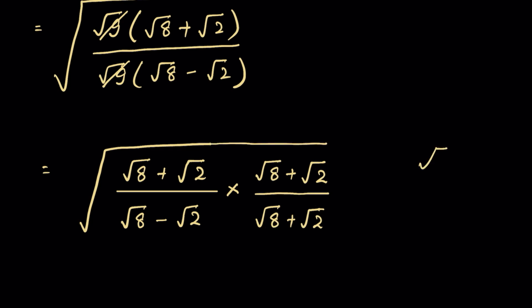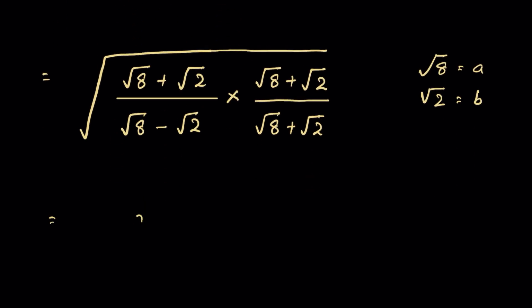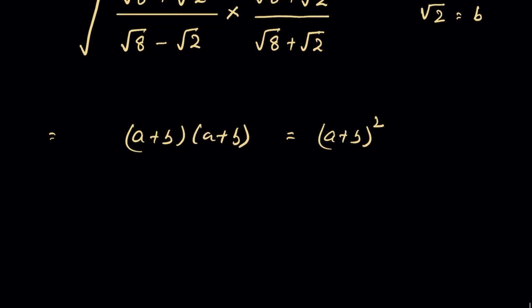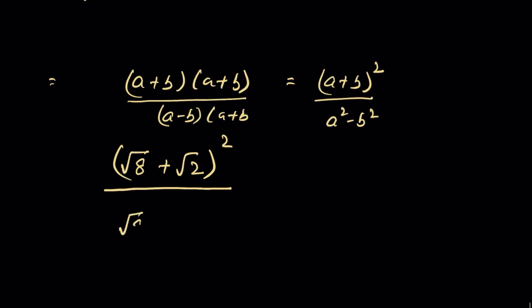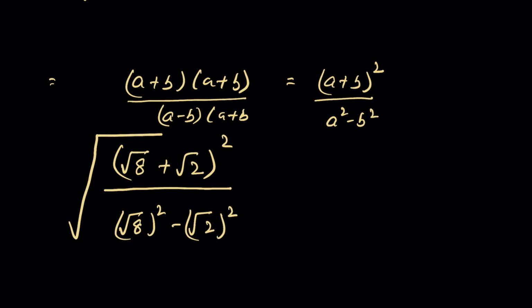Now if square root of 8 is a and square root of 2 is b, then the numerator is in the form of a plus b times a plus b, and this is equal to a plus b whole square. So this we can write as square root of 8 plus square root of 2 whole square, and the denominator is in the form of a minus b times a plus b, difference of squares. So this we can write as a square minus b square.